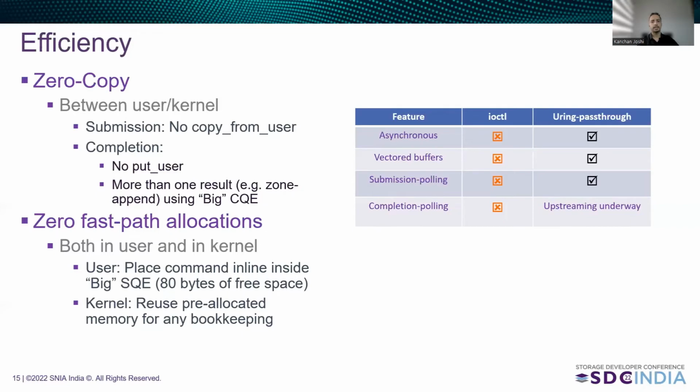The right-hand side table shows other knobs to improve the efficiency: vectored buffer, submission polling, completion polling. All these are possible with this new path.